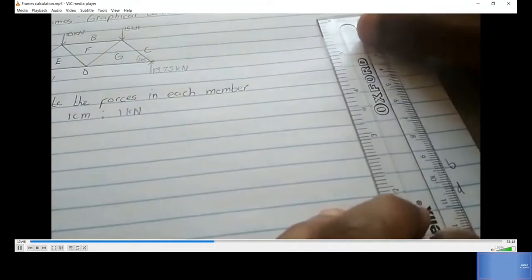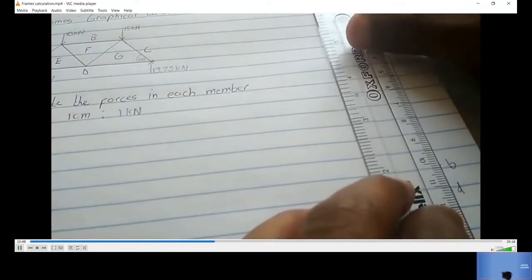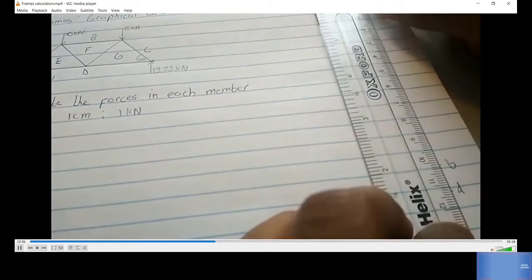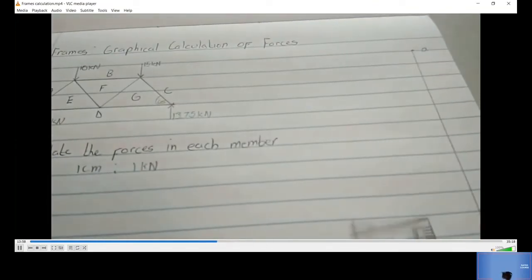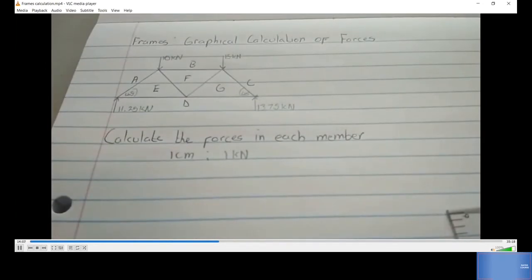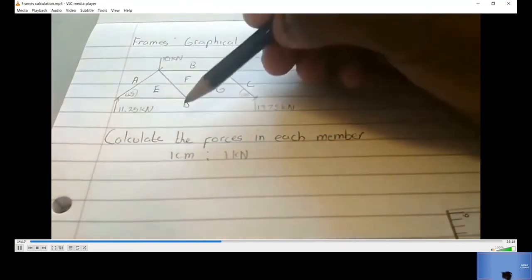Now this should take us back to 0. If it does not, then it means we did something wrong. So 11.25, somewhere there. And indeed, it does take us back to A. Right, now we are done with the vertical forces. Now, to continue with this question, we will need a protractor, because we need to draw A, E.